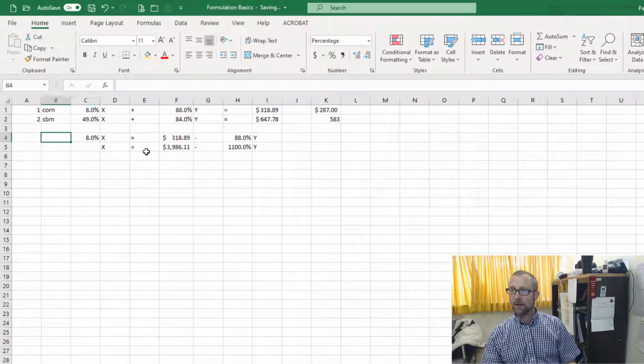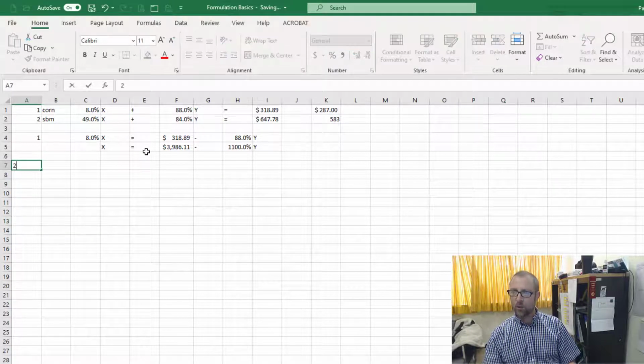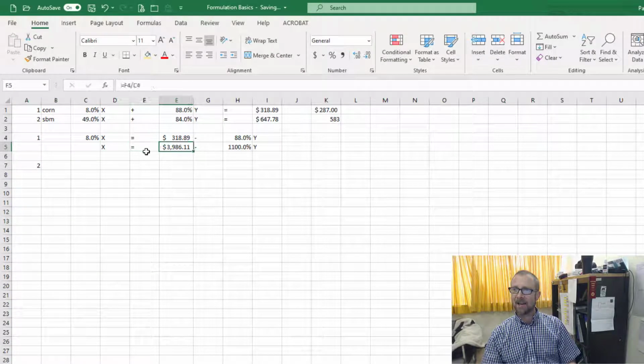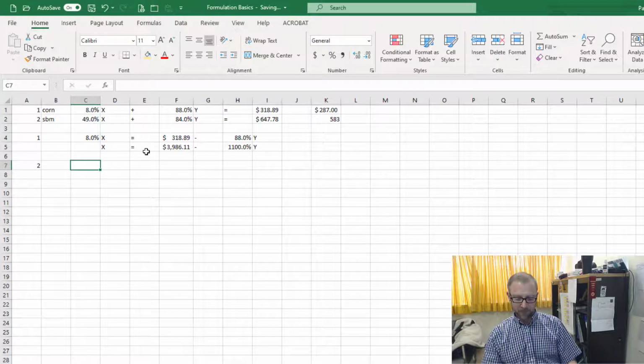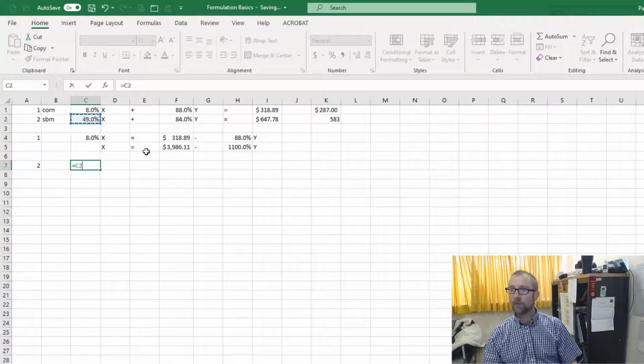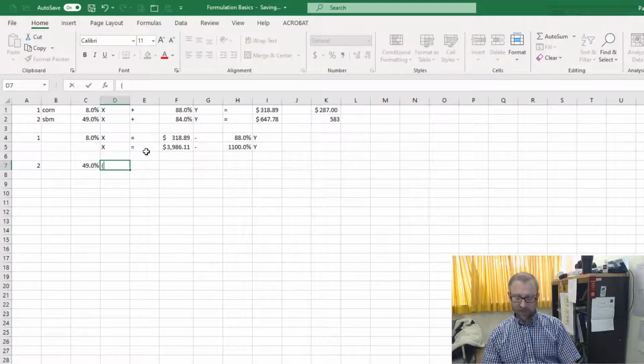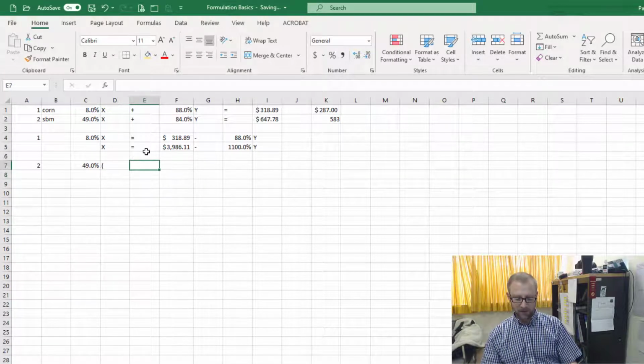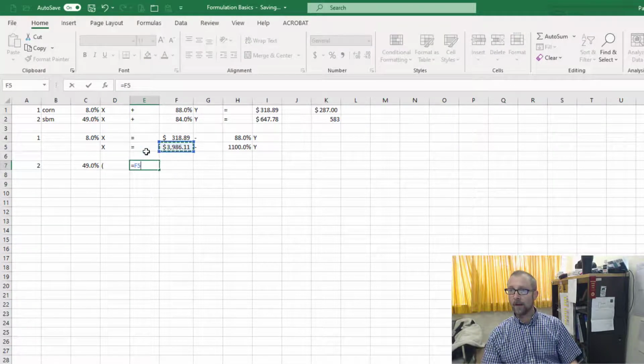So the next thing I'm going to do, that's taking equation 1. What I'm going to do now is take equation 2 and substitute this x in for this x up here. And so this is what x equals, so I can now remove that. So I'm going to go 49 equals 49, and then we'll have an open bracket here, and then we're going to multiply that by this.